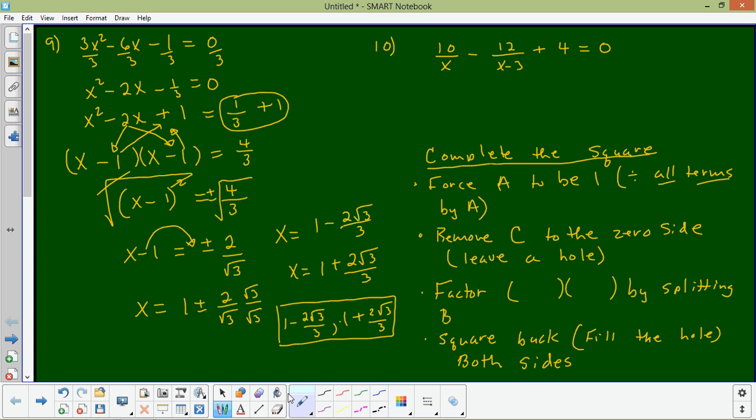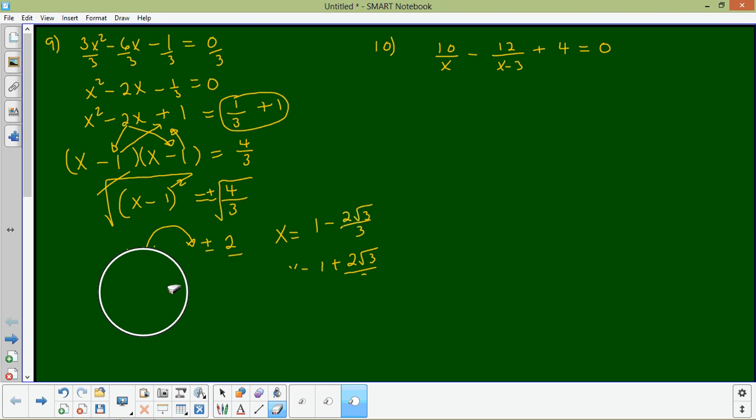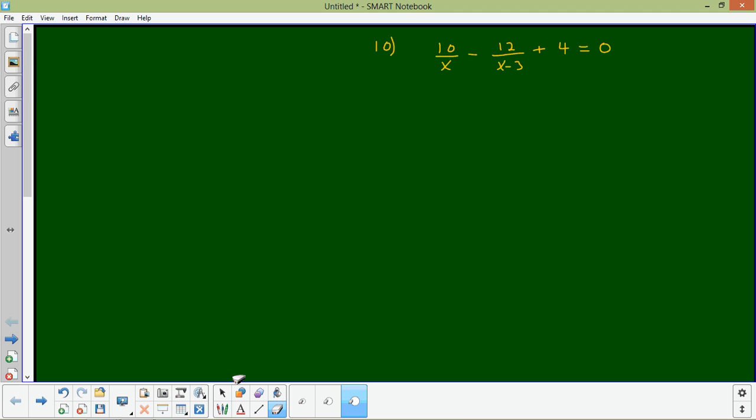So that's the complete the square process. I'm going to move on to number 10, and it's an equation containing ratios, containing rational expressions, and those rational expressions have denominators with variables in them. And so, as we've talked about, see the structure, make a little note to yourself.